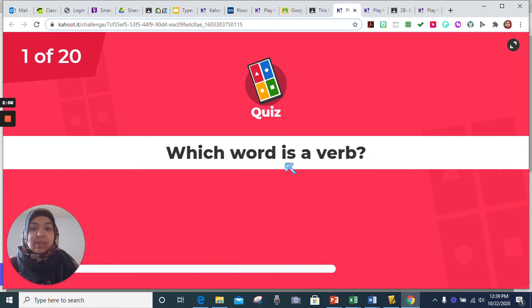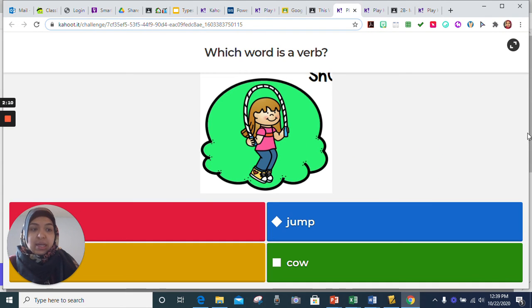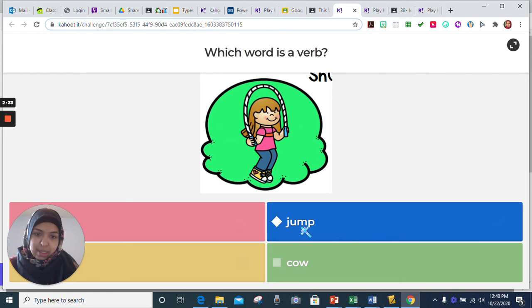Okay, now here it says, which word is a verb? And the word is jump. Uh-oh, you can't see my answers here because of the picture. Let me see if I can move it. No, I can't. So look at those words. Read them, look at the picture, and pick the correct answer. I think the verb is an action verb, which means jump, not count.